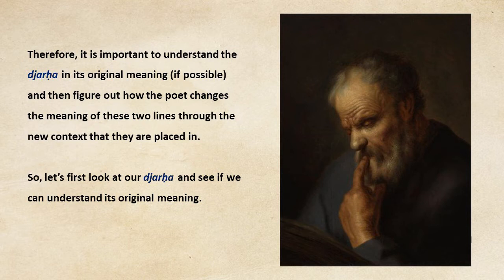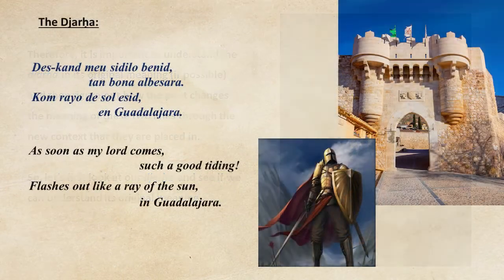We don't really know these popular songs and poems, but sometimes you can figure out what it really meant, if you're lucky. And then we figure out how the poet changes the meaning of these two lines through the new context that he places them in. Okay, so we first look at our jarha, the last two lines at the end. We start with the last two lines, and then we go through the whole poem. Let's see if we can figure out the original meaning of the jarha.